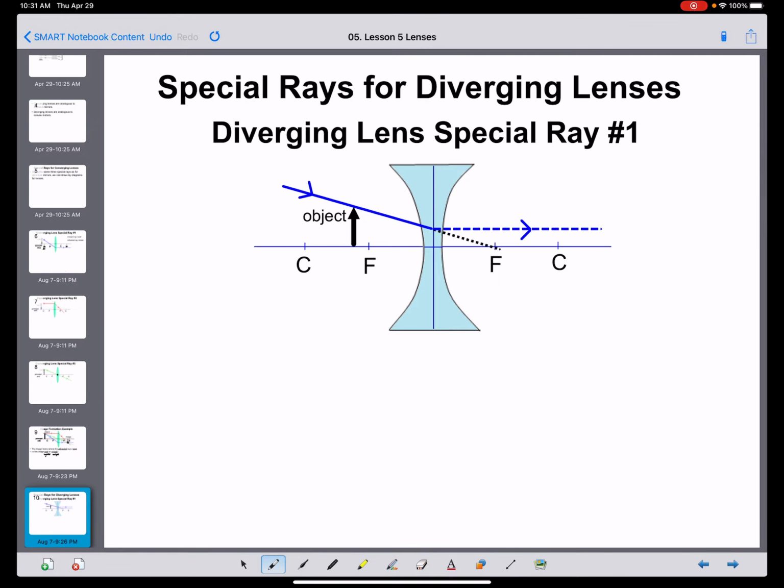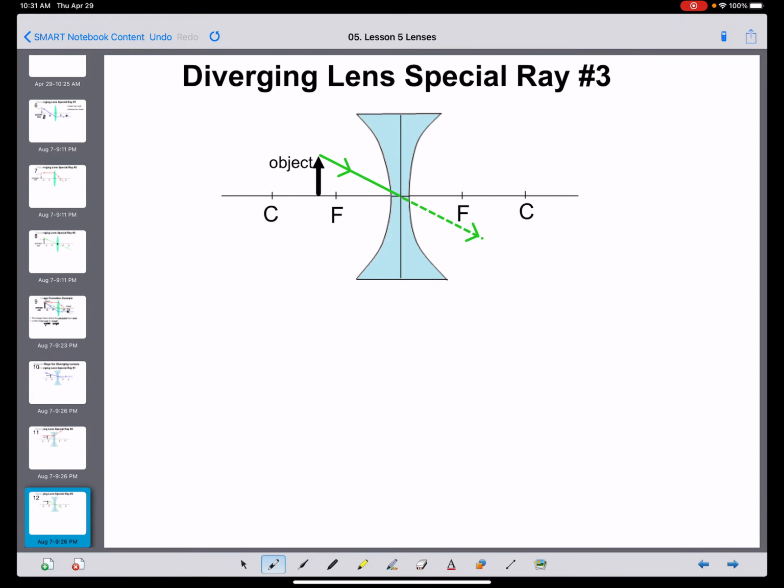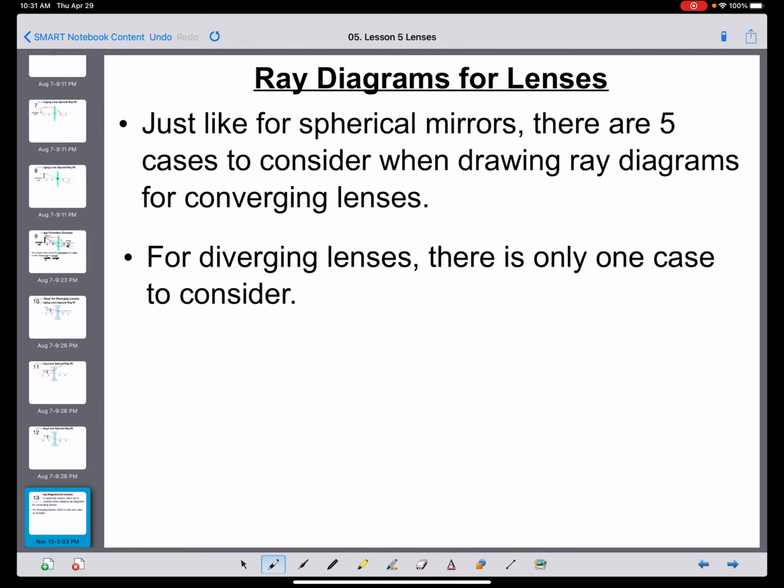Okay, we can also draw our special rays for diverging lenses. So there's special ray number 1, special ray number 2, and special ray number 3. If we're drawing ray diagrams for lenses, just like for spherical mirrors, there are 5 cases to consider if you're working with a converging lens. For diverging lenses, there's only 1 case to consider.